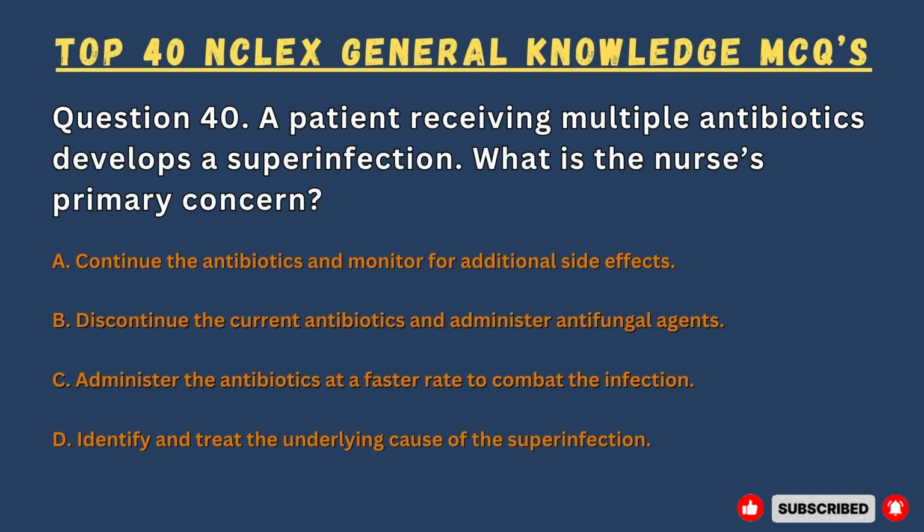Question 40. A patient receiving multiple antibiotics develops a superinfection. What is the nurse's primary concern? A. Continue the antibiotics and monitor for additional side effects. B. Discontinue the current antibiotics and administer antifungal agents. C. Administer the antibiotics at a faster rate to combat the infection. D. Identify and treat the underlying cause of the superinfection.